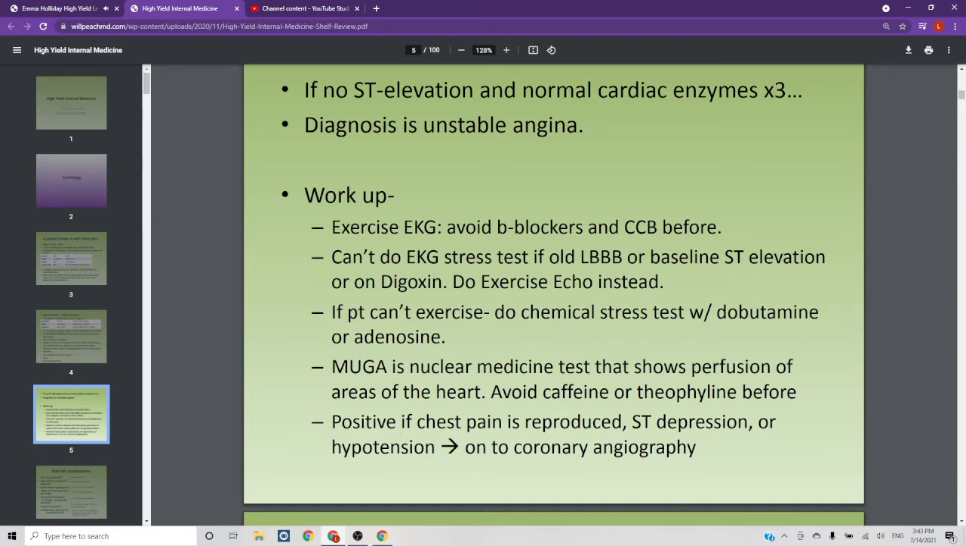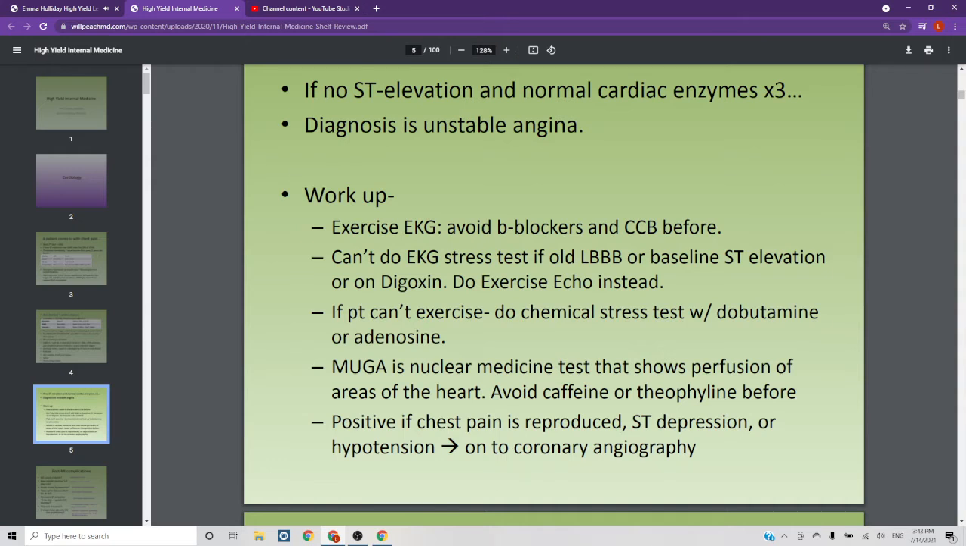So they've got chest pain. It's terrible. It's crushing. Substernal, radiates to their left arm. It's unstable angina. Any new angina is unstable, right? Even if it's just with exertion, if it's new, it's unstable. So for the workup for unstable angina, you'll want to schedule an exercise EKG for these folks. And they may ask you what types of medicines you should discontinue before an exercise stress test. Beta blockers and calcium channel blockers would be the answer there.